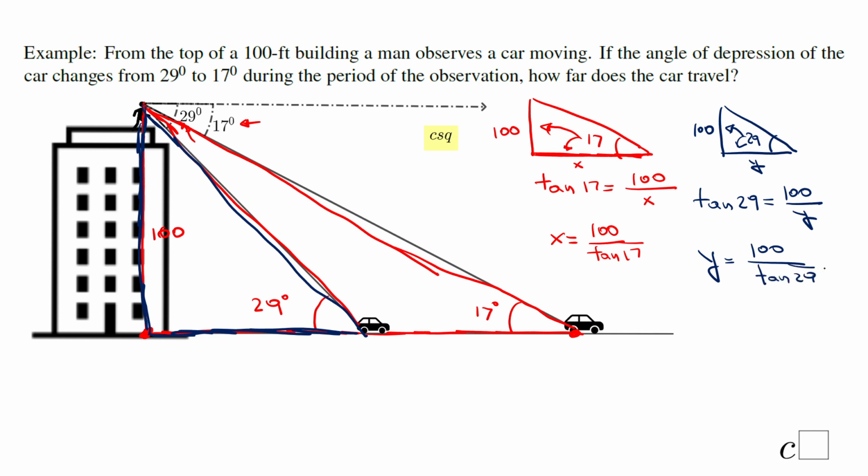So what else we need to do to find the distance, how far the car traveled? Look at here, this is the piece we're looking for, and you notice already is the red segment, this x. So let me call this d. So this d is the red segment, this x, minus the blue segment, which was y. So the exact value will be 100 over tangent of 17 minus 100 over tangent of 29. This is the exact value.